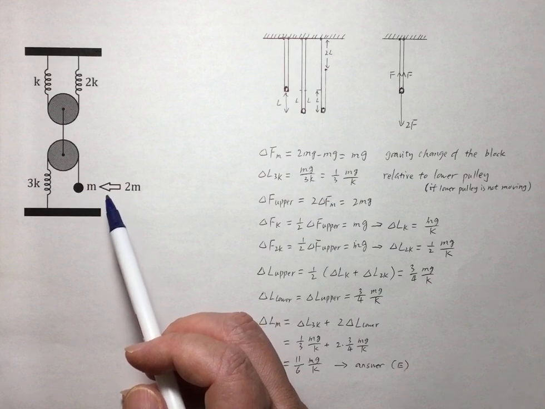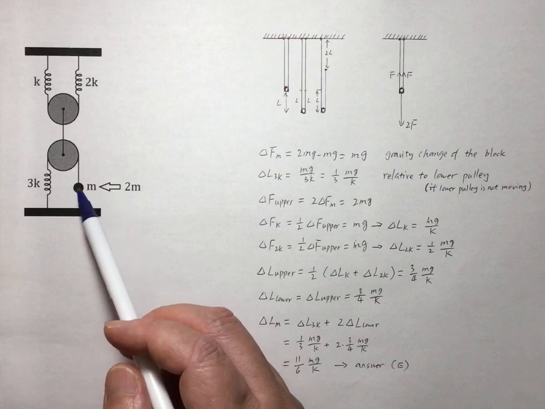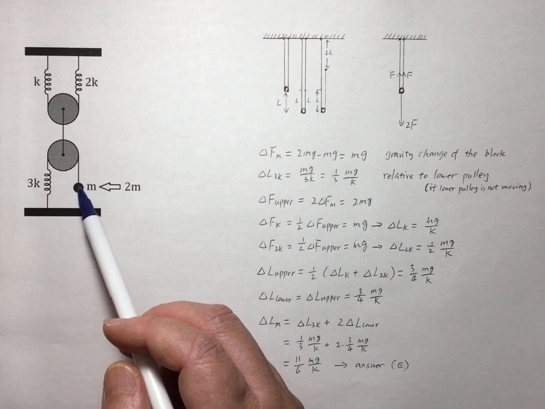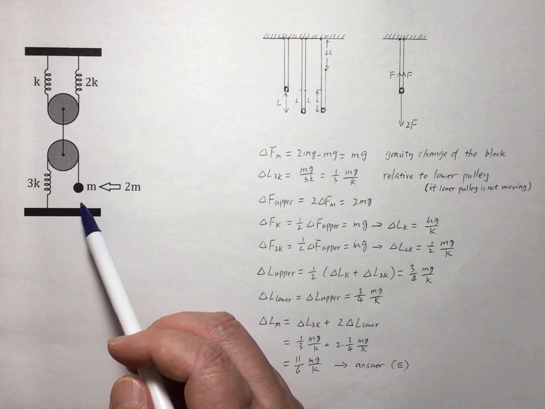During the transition between these two equilibria, how far does the end of the rope, or how far does the block, travel downward?